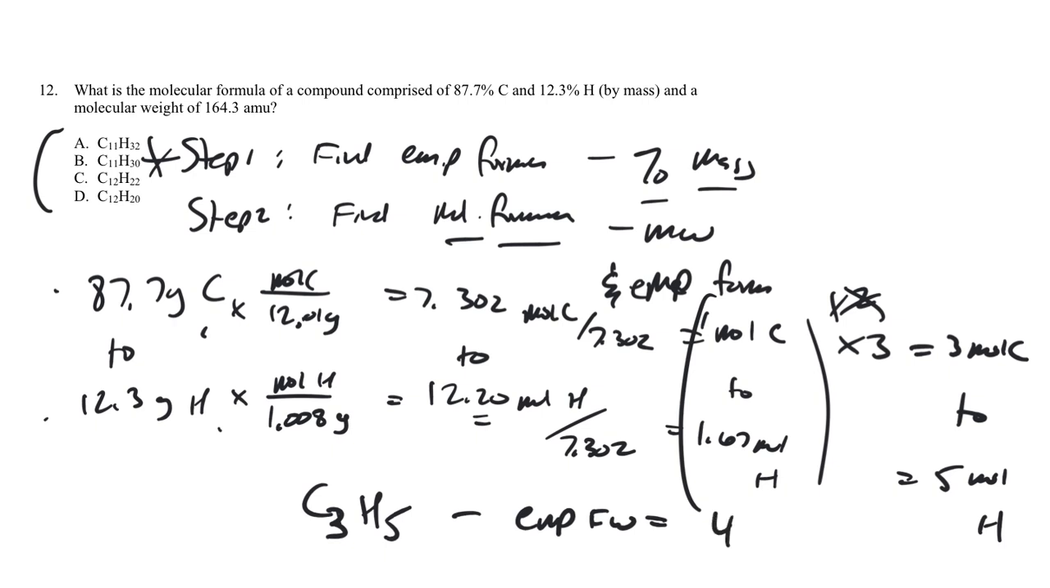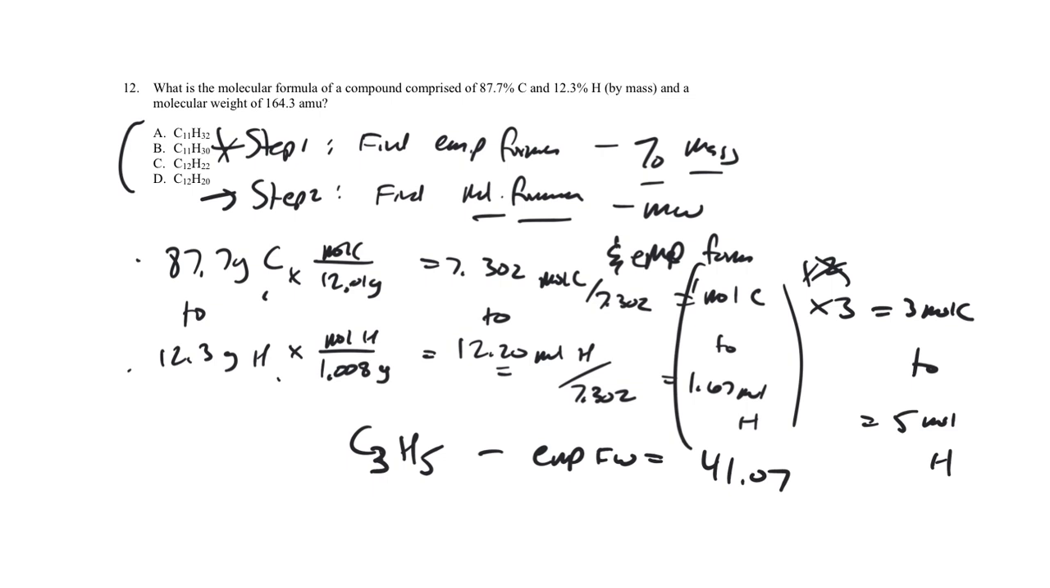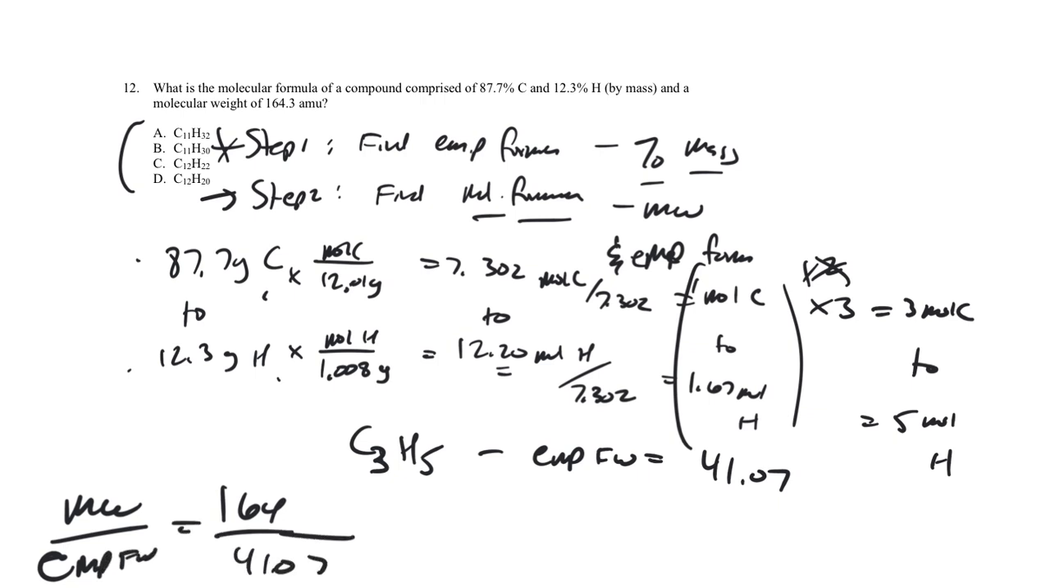That's 41.07. This is getting now into step 2, where once I have the molecular weight, which is 164, so the 164 molecular weight, I want to divide that by the empirical formula weight to see how many multiples there are. So it's 164.3 AMU, divide by 41.07 AMU. A quick little sidetrack on AMU versus grams per mole.